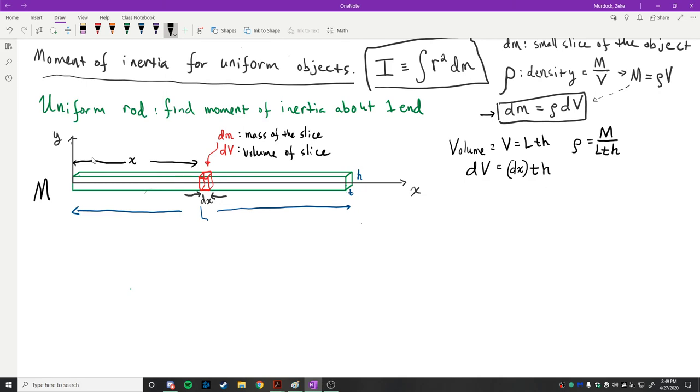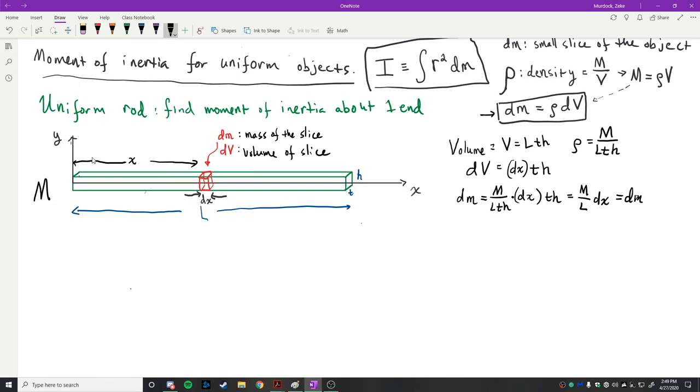So then we're capable of putting that all together now, right? So we say, okay, dm is equal to rho, which is M over L t h, times dV, which is right above there, right? It's dx times t times h. So dm is equal to just M divided by L, times dx. That is what dm is now.